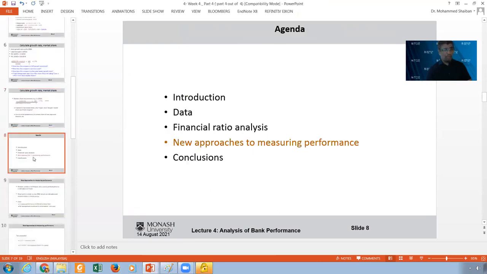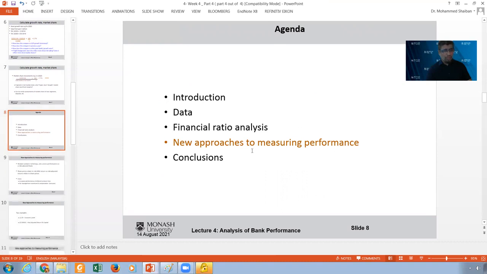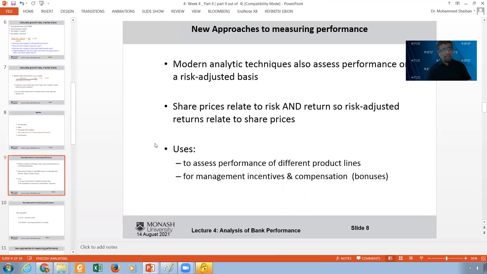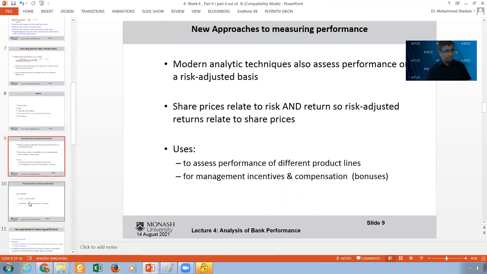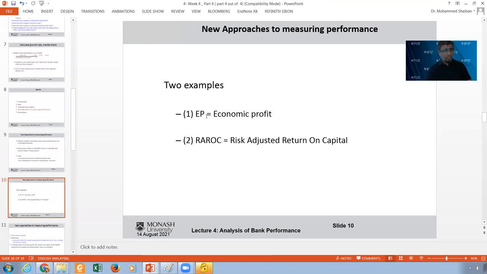Now, let me move to the new approaches. As I told you, the new approaches are for measuring performance. And we have two of them: the EVA, which is the economic profit, and the RORAC, which is the risk-adjusted return on capital.